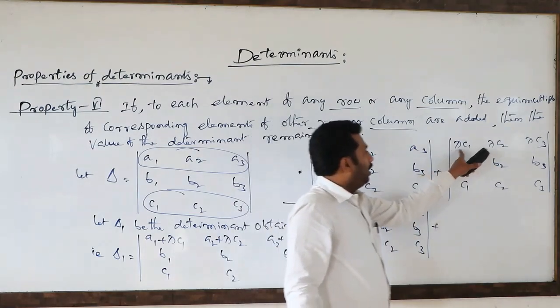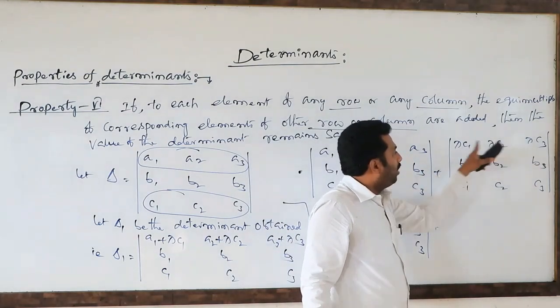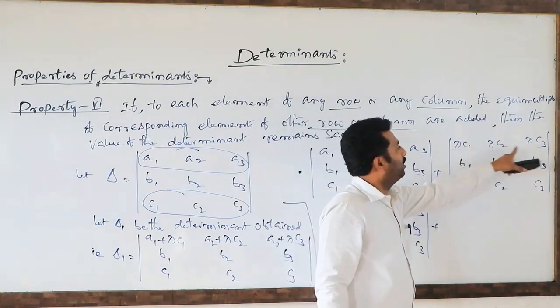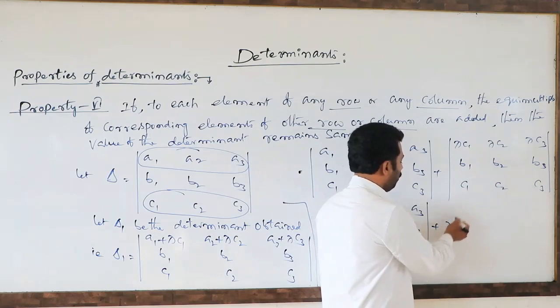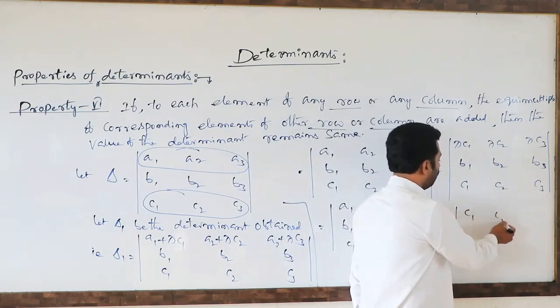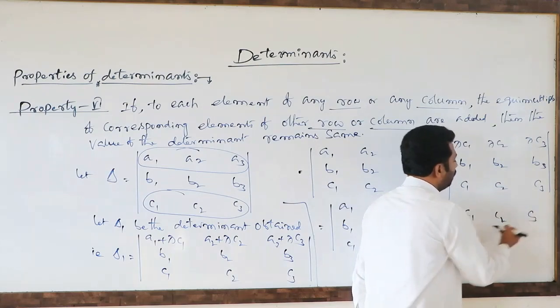Again, all the elements of the first row multiply, a common element is there. What is the common number? Lambda. So you can take lambda as common. So that is C1, C2, C3.